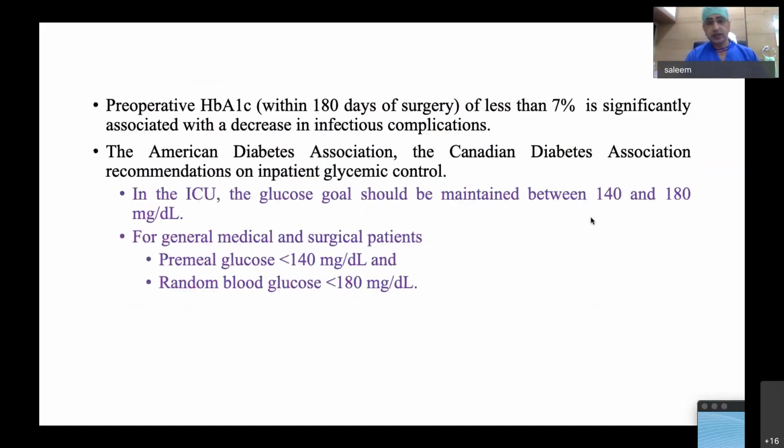Preoperative HbA1c within 180 days of the surgery of less than 7 is significantly associated with a decrease in infectious complications. The American Diabetes Association and Canadian Diabetes Association recommend inpatient glycemic control. In the ICU, the glucose goal should be maintained between 140 and 180 milligram per deciliter. For general medical and surgical patients, the pre-meal glucose should be less than 140 milligram per deciliter, and random blood glucose should be less than 180 milligram per deciliter.